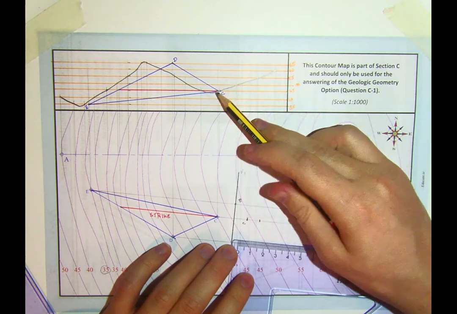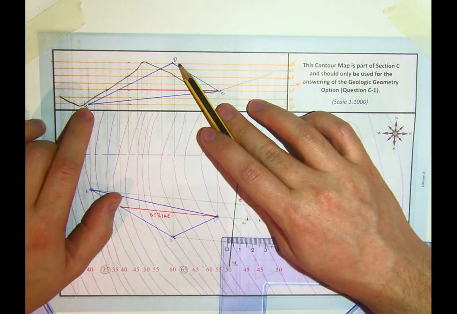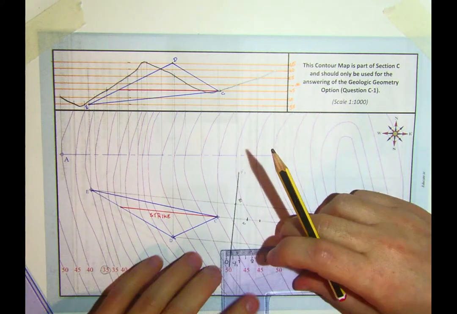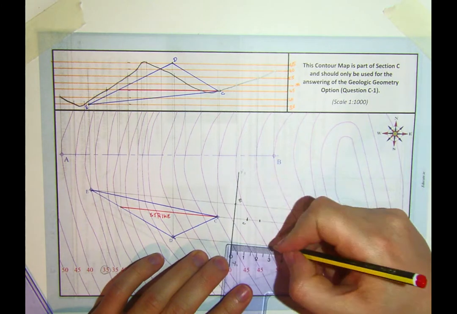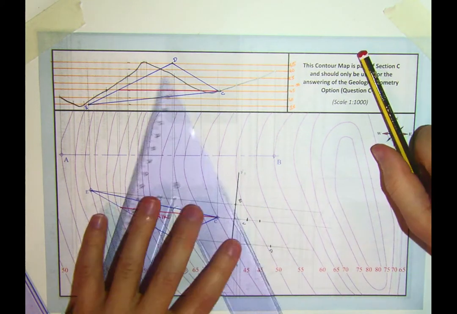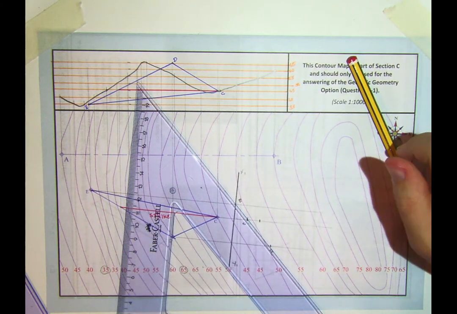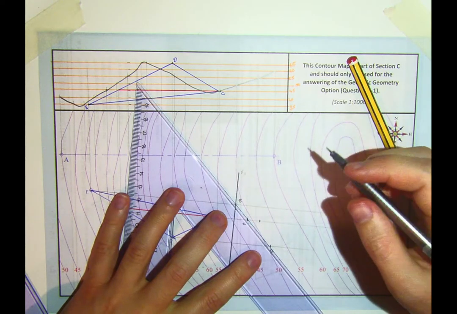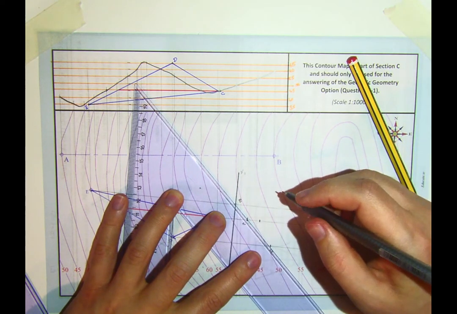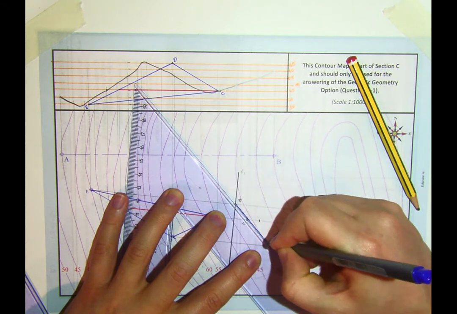And then finally point D is 30 meters above point E. So 65 minus 35 gives us the 30. So that's this point up here. So now what I can do is I'm going to draw a straight line joining these 3 points. This is an edge view of that plane.